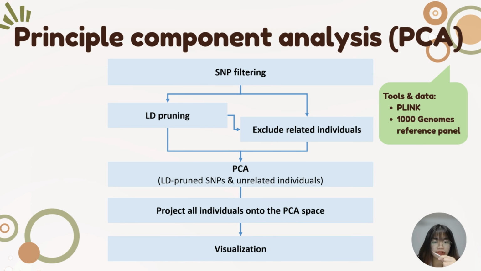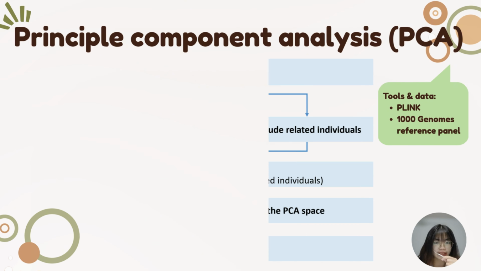After that, we project all individuals onto the PCA space, which allows us to visualize the population structure. Finally, the results are ready for visualization, helping us to detect ancestry outliers or substructure. Tools commonly used in PCA include PLINK and the reference panels like the 1000 Genomes Project.